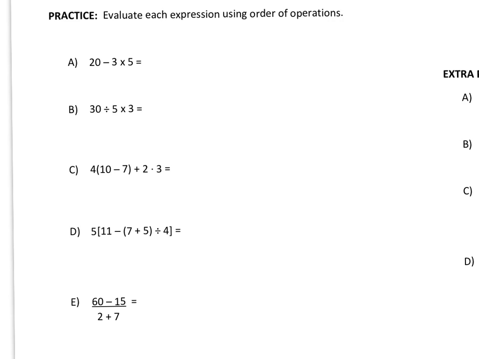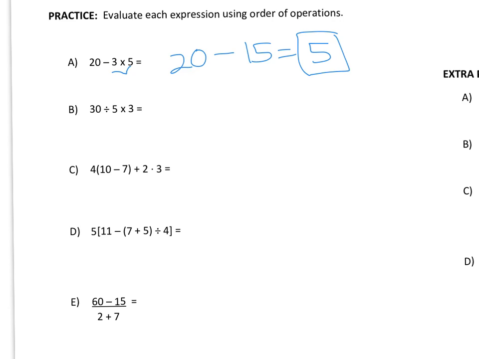Now let's start with our practice evaluating each expression using order of operation. So for letter A, the first step I want to make sure is that I don't have any grouping symbols, and since I don't, I can move on to the next step, and there's no exponents. So now I'm going to move to step 3, and I'm going to multiply, divide first, then add, subtract second. So in this case, I have to multiply the 3 times 5, and I end up with 20 minus 15. Now I can evaluate 20 minus 15, and my answer is 5. So I do have to solve the multiplication before I'm allowed to subtract.